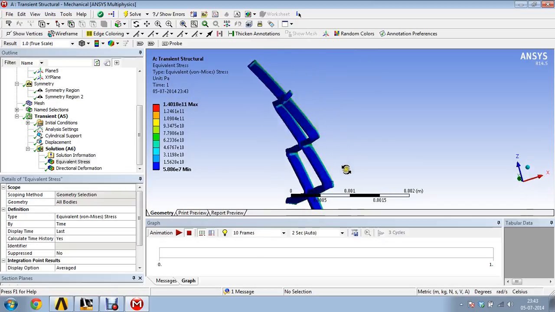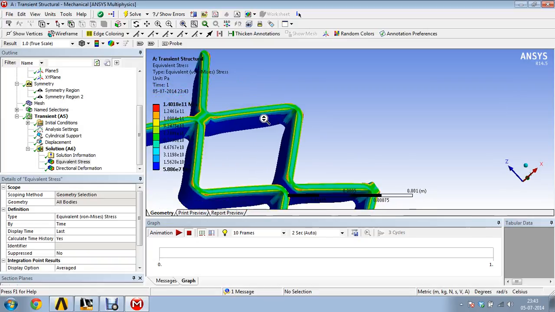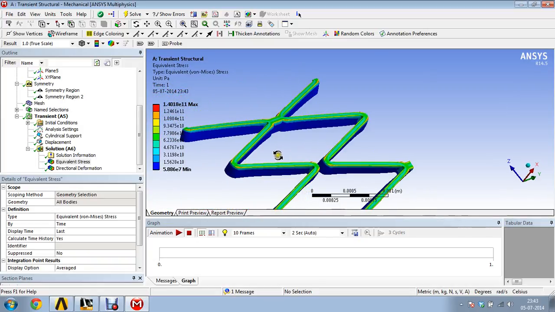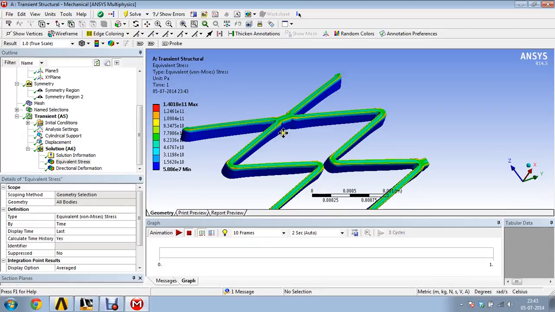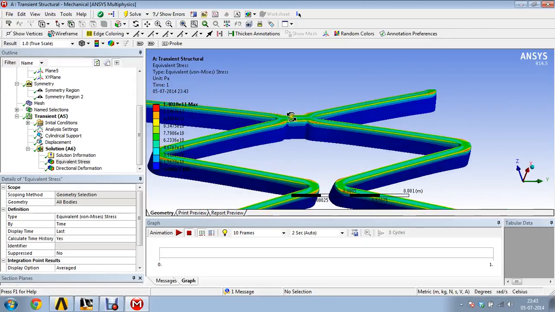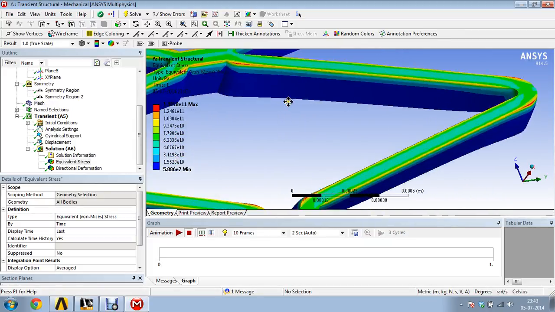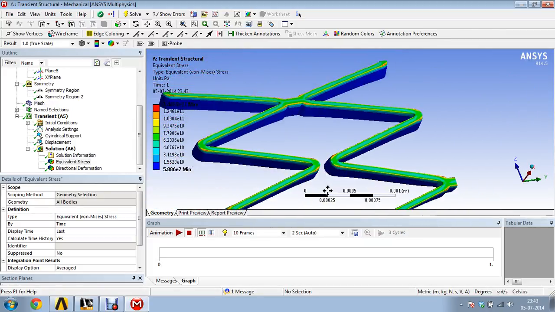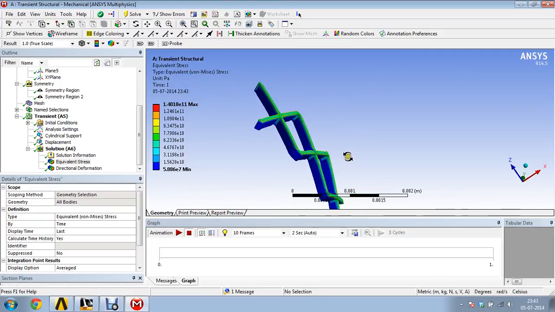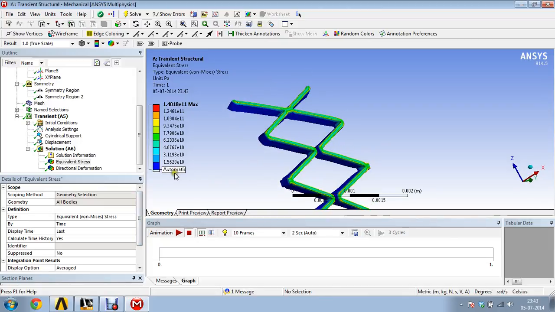You can see the equivalent stress, and most of it is on the outer surface. You can see it very clearly, most of it is on the outer surface, and the stresses which you can observe from the full body are around this level, which is bearable, and we can manage with this stress. There is no problem with this stress.